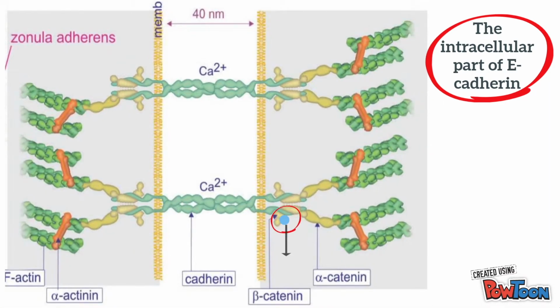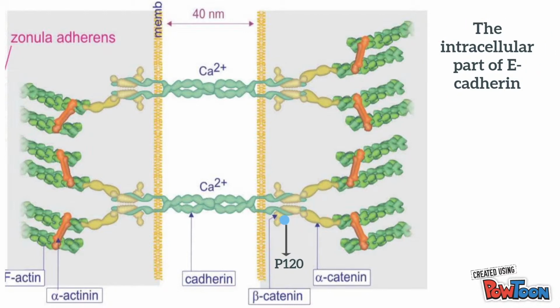The smaller intracellular part of cadherin will bind to p120-catenin, which is bound to beta-catenin. The beta-catenin is bound to alpha-catenin, which is a linking protein. The alpha-catenin is bound to the microfilament F-actin, which is a linear polymer and part of the cytoskeleton. The F-actin microfilaments are held together by alpha-actinin.